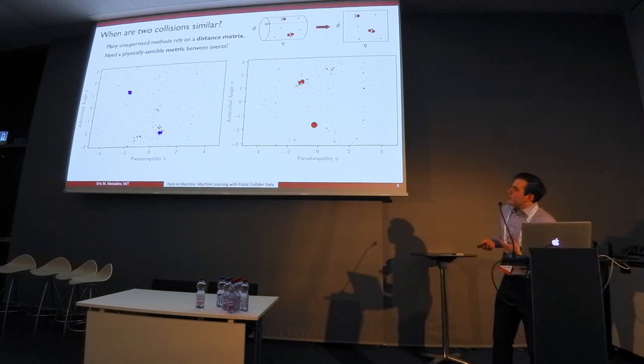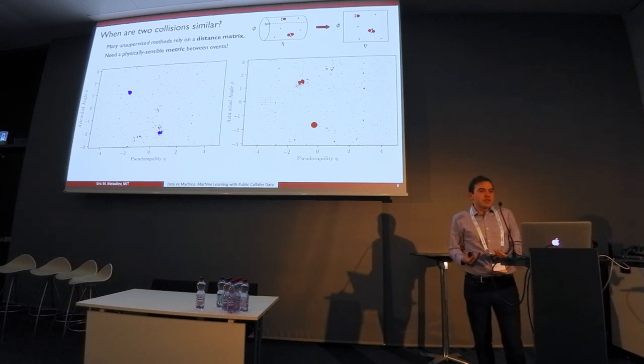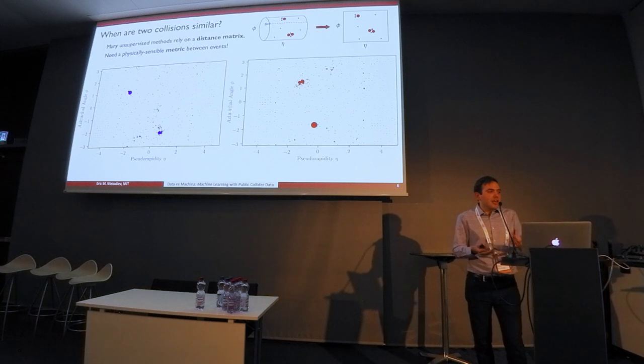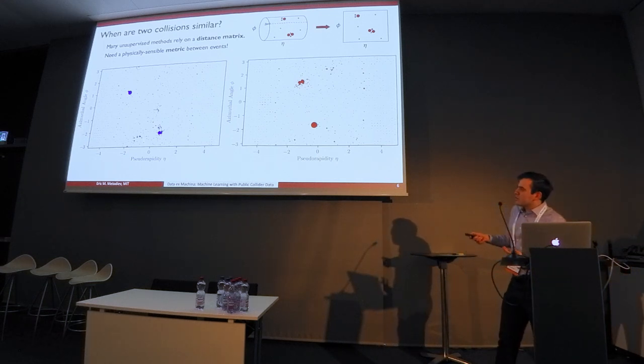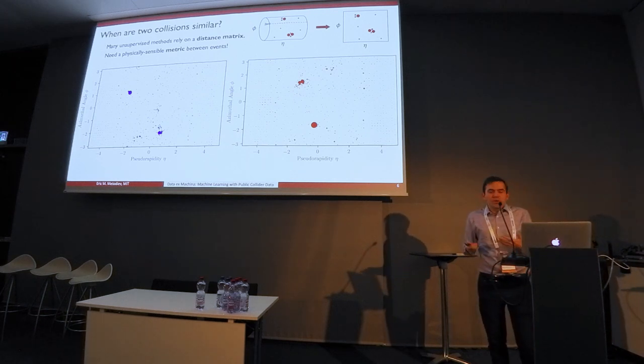So that tells me that we need a physically sensible metric between different collision events, and that's something that we haven't thought about in a fully general way in collider physics up until this point. To drive this point home, here are two different collider events recorded by CMS. They look pretty similar. They both have these two jets in more or less the same spot. They have more or less the same energy. But how can you quantify how similar these two things are?